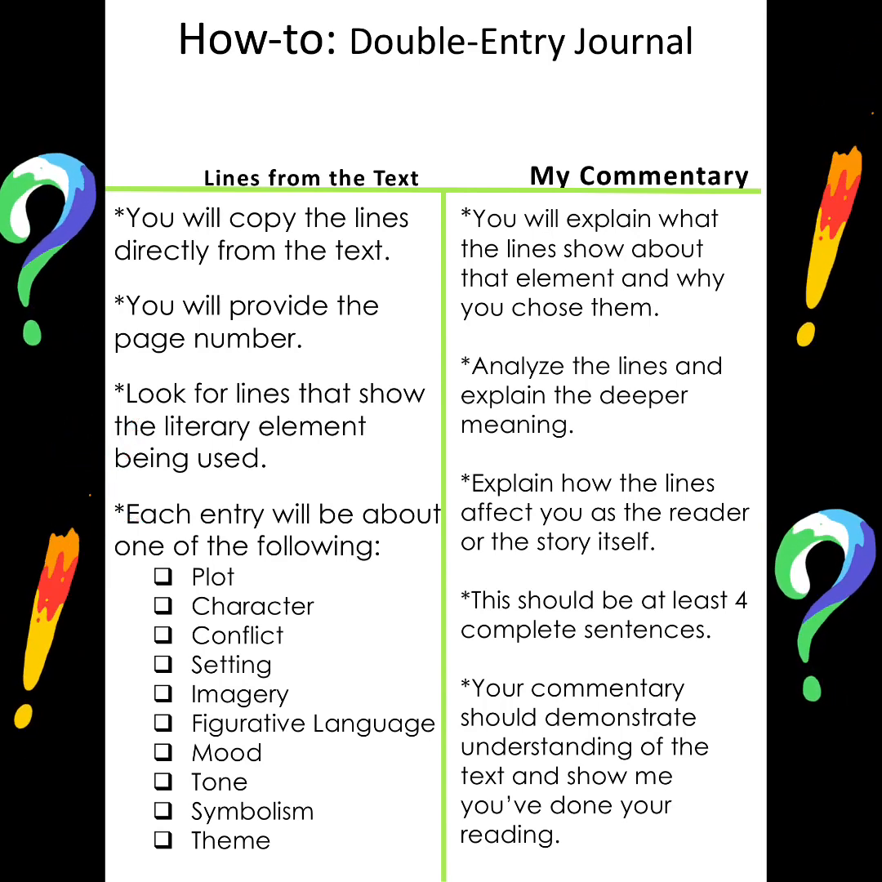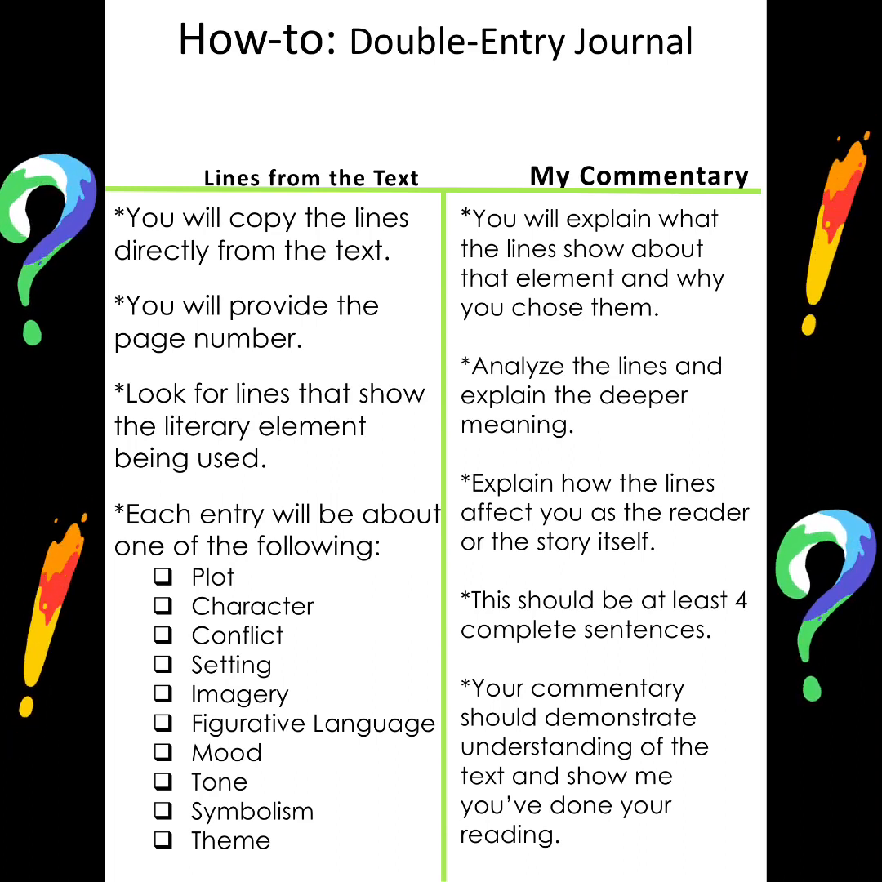A double entry journal is a way to demonstrate your learning about a topic. It is split into two columns. On the left-hand side, you copy lines directly from the text, and on the right-hand side, you provide commentary and explanation of why you selected those lines.